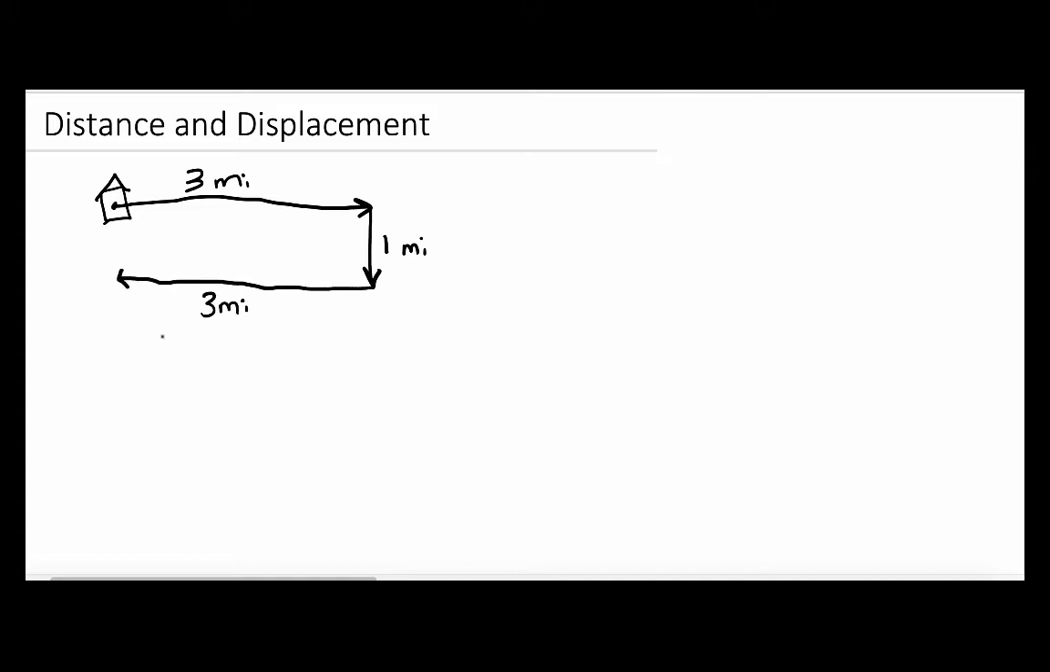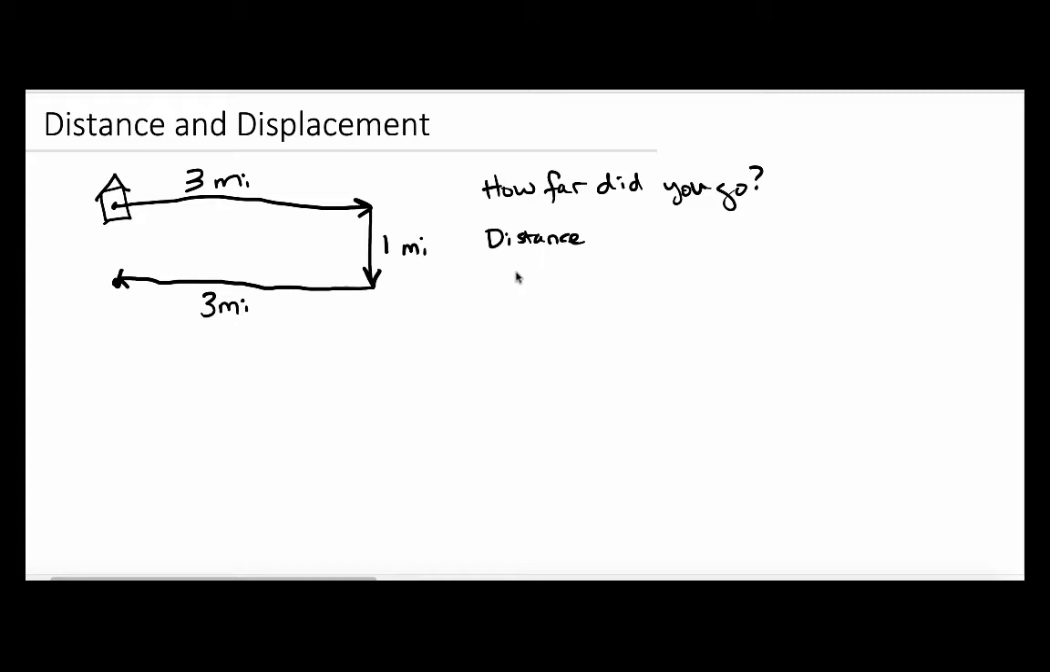In this video, we're going to talk about distance and displacement. Let's say your house is right here and you start out at your front door and you leave your house and you go 3 miles east and then you turn and go 1 mile south and then you come back 3 miles to the west and you end up here. So how far did you go?